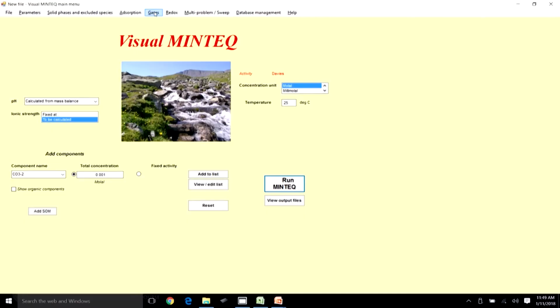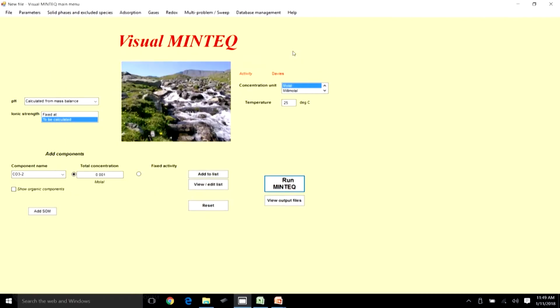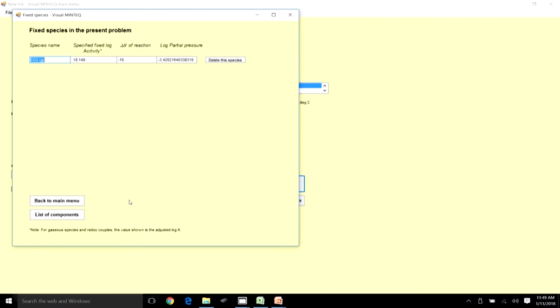Here, when it's an open system, you need to go to gases and specify. This is the concentration in atmosphere, anyway the partial pressure that you would expect in the atmosphere. So let's first stick with that and go for a trial there. I'm going to add that, and move on. Let me show you again: gases, specify, and add, right. If you want to, you can look at the list of fixed species here, CO2 gaseous here. Now you have the relevant gas that you looked at. So back to main menu, right.